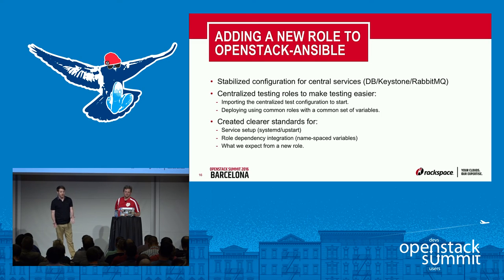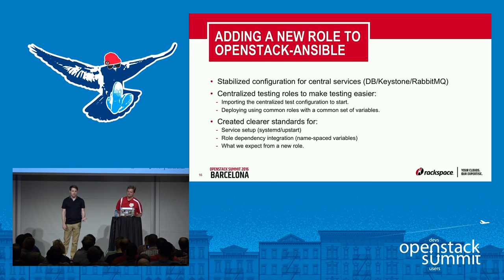So one of the things we've done is we've made a standardized configuration around how you set up your central services. So it's now more clear that when I set up my database, when I set up my Keystone users and endpoints, and when I set up my RabbitMQ queues, that happens in a certain way. And you can look at all the other roles, and they all do it the same way. And so having a standard is really important, because you're not just running around trying to figure it out yourself. It's already there. Don't worry about it. Worry about deploying your own stuff.